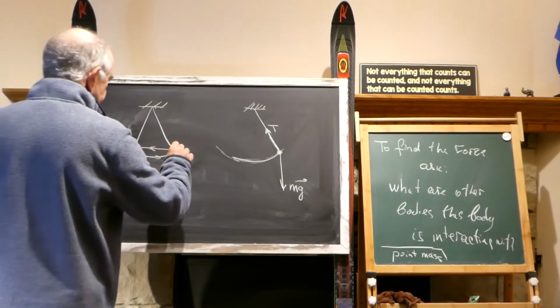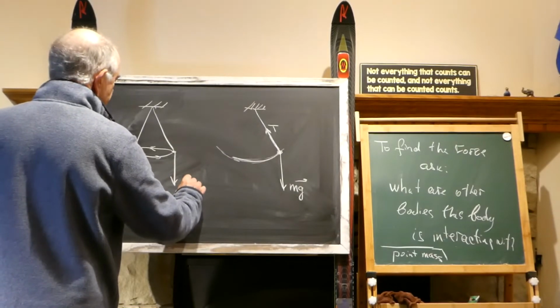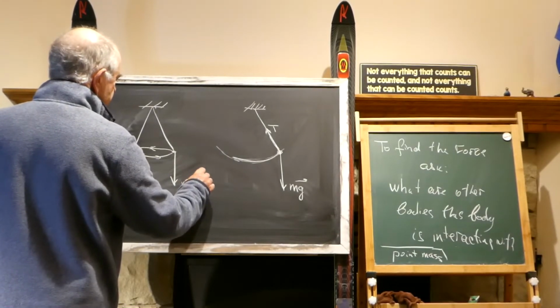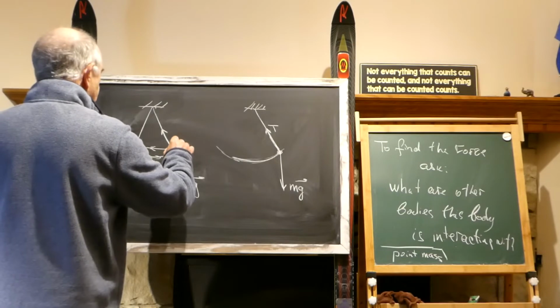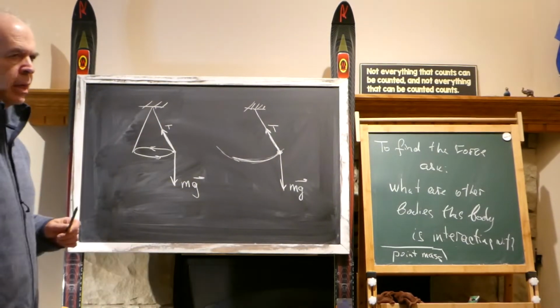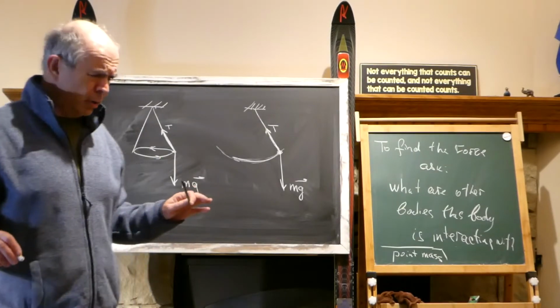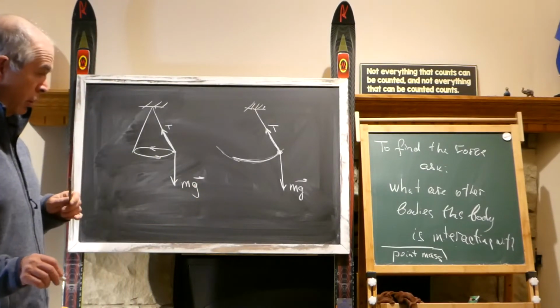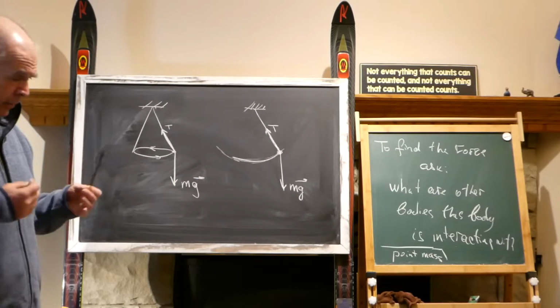And the answer would be exactly like the previous time. It would be mg, gravity, and T, the tension of the rope, and those are only two forces. So from the viewpoint of forces, it's exactly the same situation. The movement is very different.